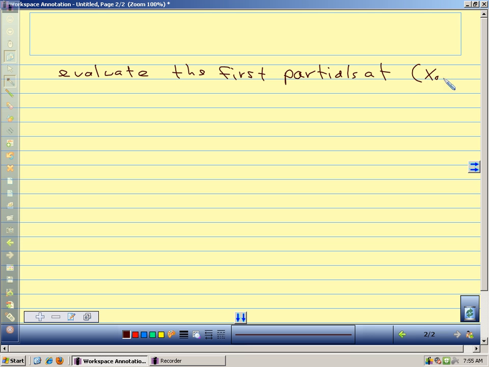At some point x0, y0. So we write the evaluation of our partial as dz/dx at x0, y0. So kind of like our notation for evaluating a definite integral. And this we could also write as f sub x of x0, y0.